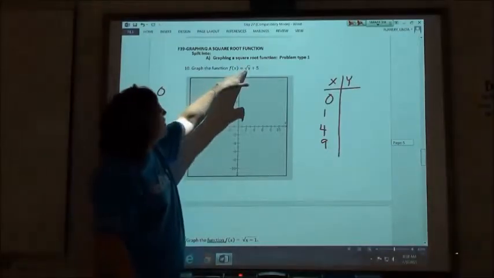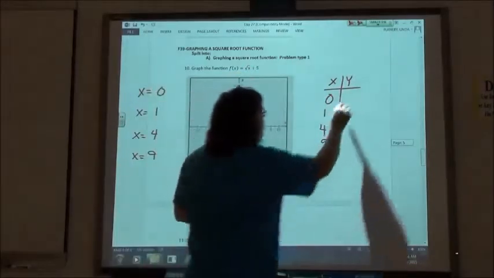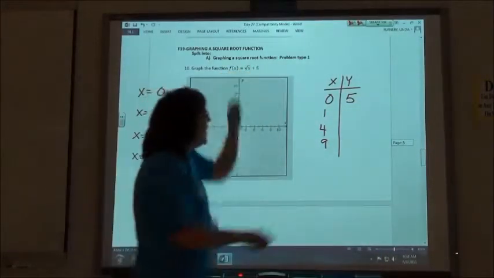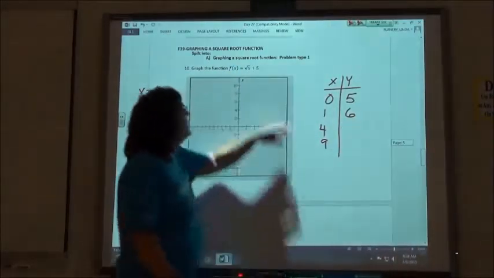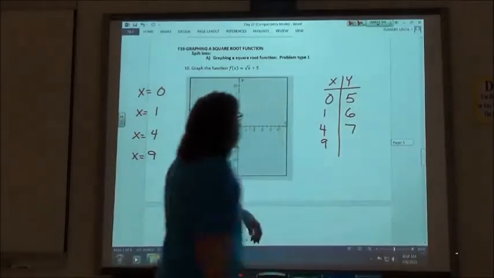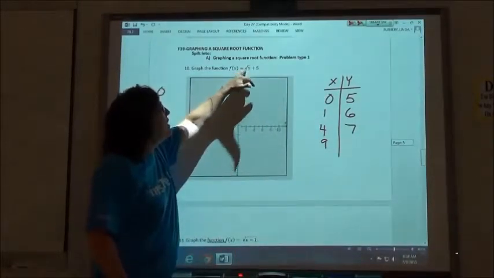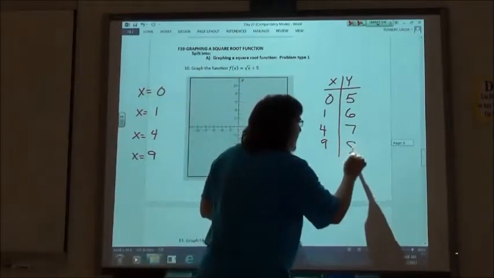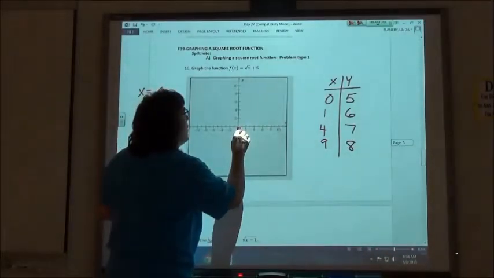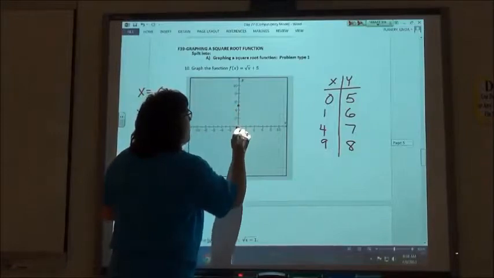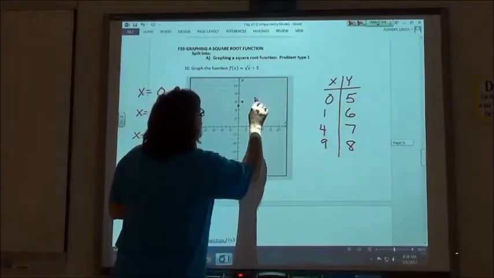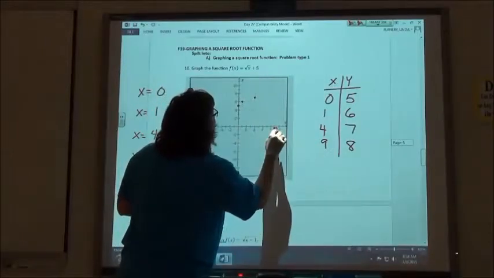So square root of 0 is 0, 0 plus 5 gives me 5. Square root of 1 is 1, 1 plus 5 is 6. Square root of 4 is 2, 2 plus 5 is 7. Square root of 9 is 3, 3 plus 5 is 8. And so I'm going to plot those points. 0 over up 5, 1 over up 6, 4 over up 7, and 9 over up 8.